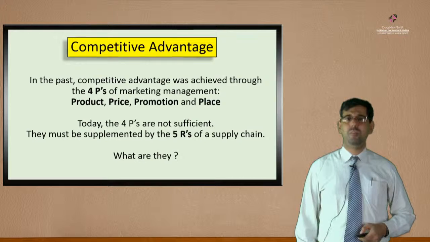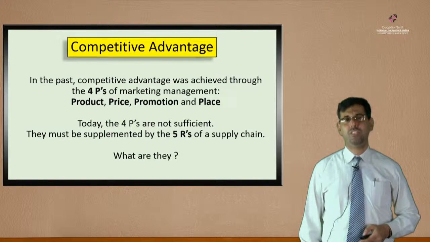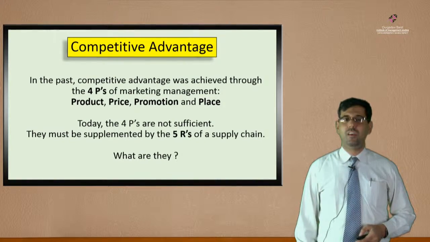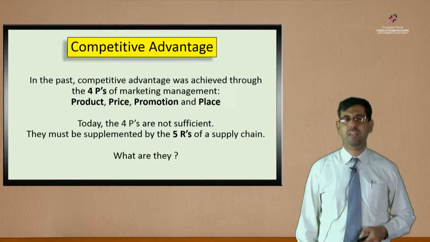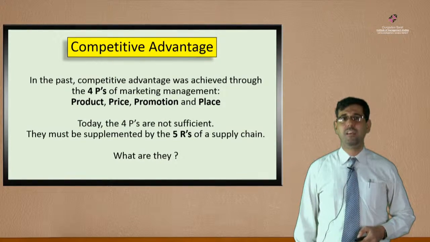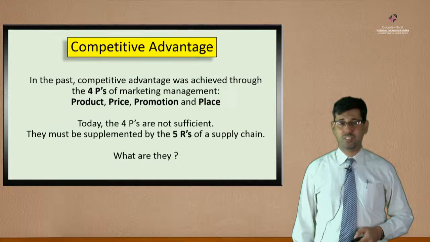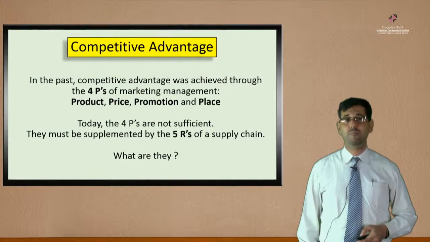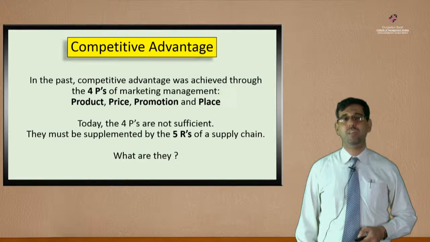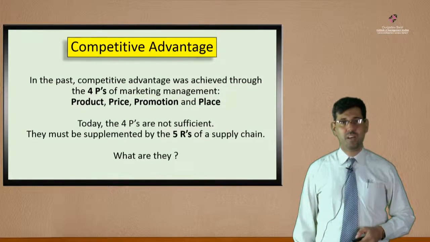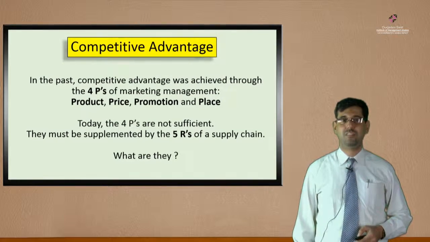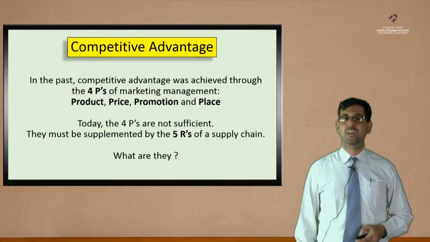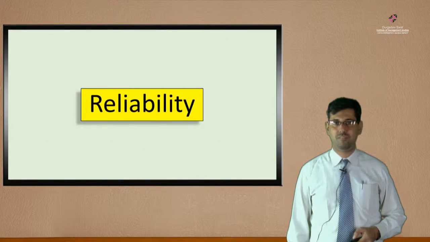Now we'll talk about competitive advantage of supply chain. In the past, the 4 P's of marketing were sufficient: product, price, promotion, and place. But today, mere marketing is not sufficient. It has to be helped by a very good supply chain management. Just as we have 4 P's of marketing, we have the 5 R's of supply chain management. What are they? First, reliability.